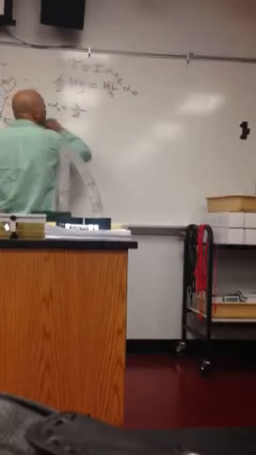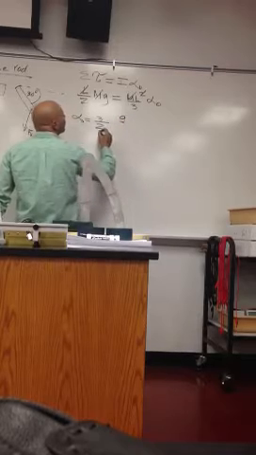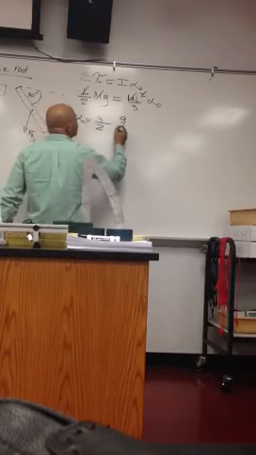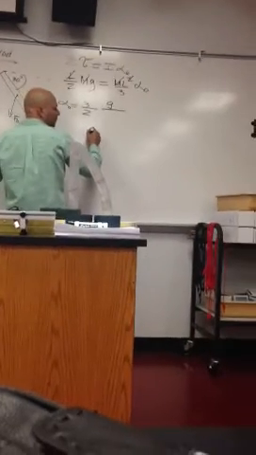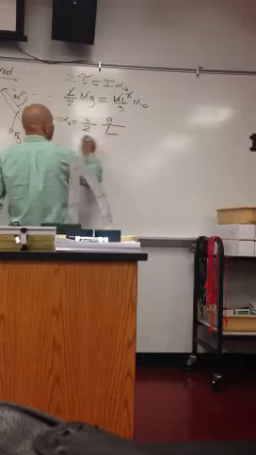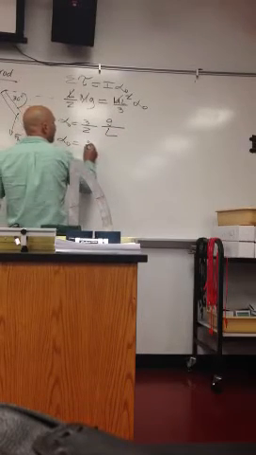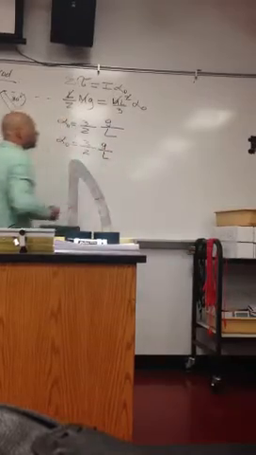3 over 2 G over L. So alpha is 3/2 of G over L.